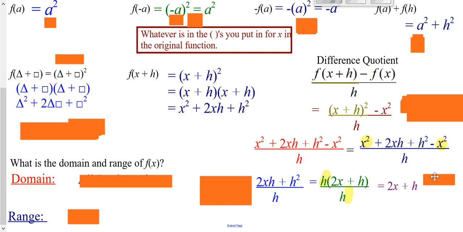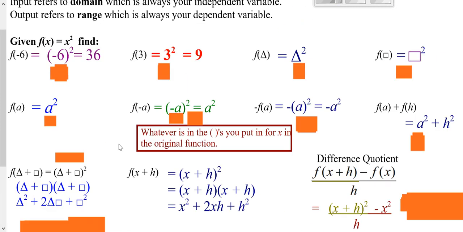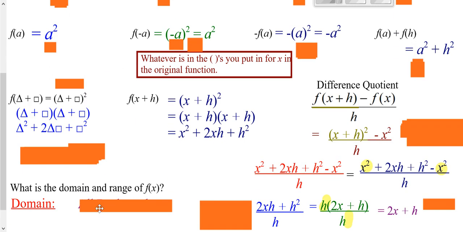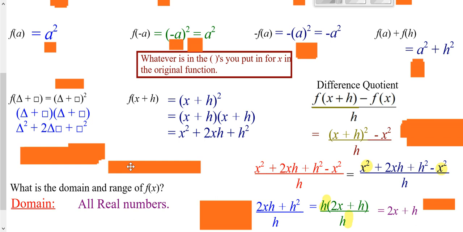Now for this problem, let's also go ahead and look at our domain and range. Domain is what you put in. Well, we can put in anything we want here. So our domain is going to be all real numbers.